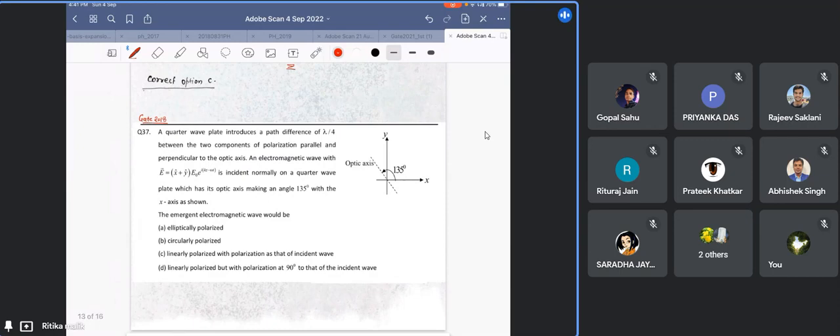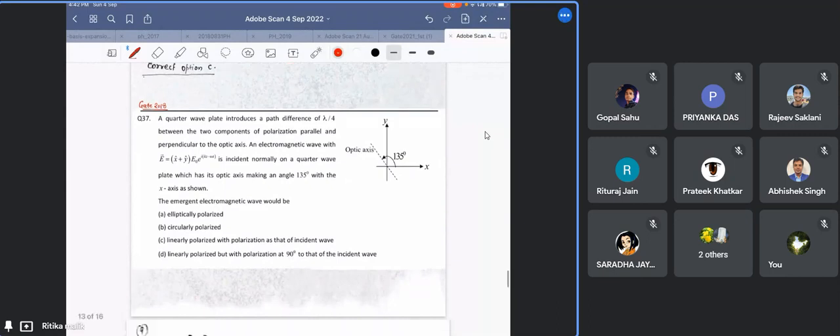The question is coming in GATE 2018 examination. A quarter wave plate introduces a path difference of lambda by 2 between the two components of polarization, parallel and perpendicular to the optic axis. An electromagnetic wave given by (x cap plus y cap) E naught e to the power i(kz minus omega t) is incident normally on a quarter wave plate, which has its optic axis making an angle of 135 degrees with the x-axis. The emergent electromagnetic wave would be elliptically polarized, circularly polarized, linearly polarized with polarization as the incident wave, or linearly polarized with polarization at 90 degrees with the incident wave.